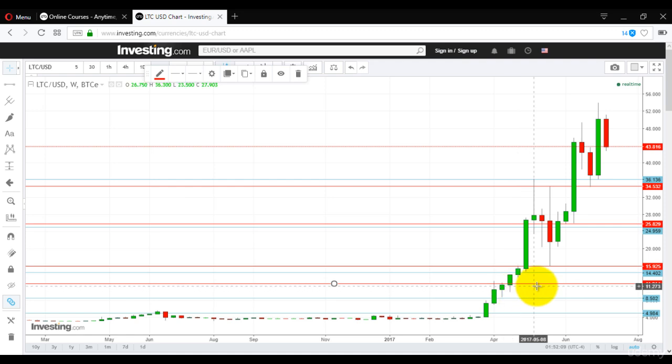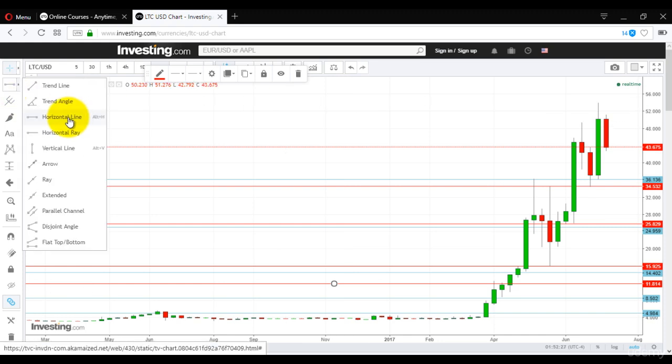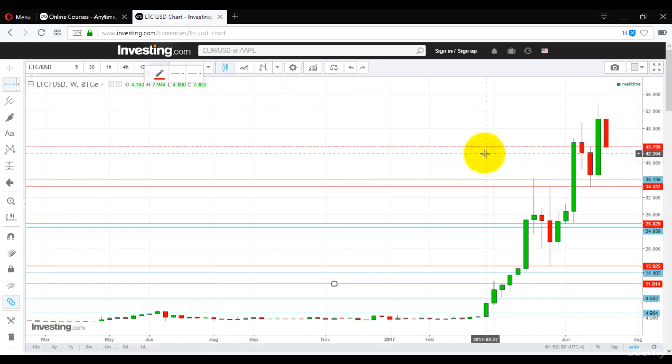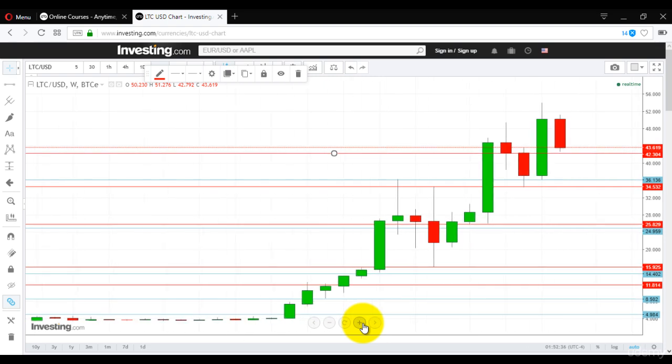As you can see, we have multiple support levels. If it falls, the first support level will be the monthly level of 36, then the weekly level of 34. Monthly and weekly levels will always be counted as the most important. Then we have another important weekly level that is really available right near the price as of now.